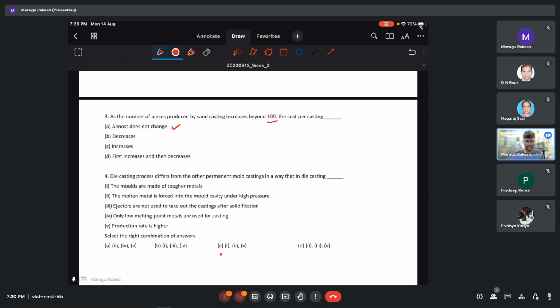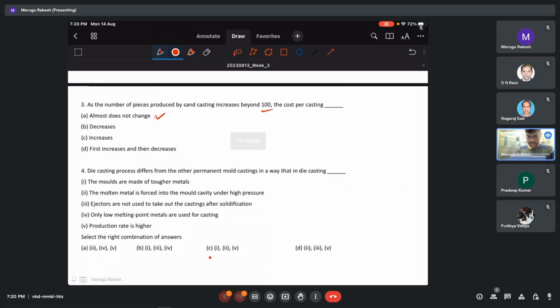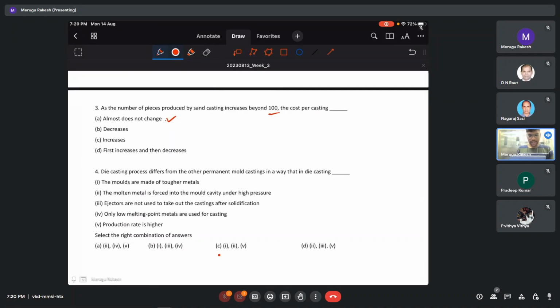Okay, any other answers? Okay, let us solve. The die casting process differs from other permanent mold castings in that in die casting the molds are made of tougher metal. If you are not aware of what this means, just keep it blank. Don't go in a hurry. Basically, the molds are made of cast iron or steels, but we don't know their toughness, so let us keep it constant. Then let us move to the next option. The molten metal is forced into the mold cavity under high pressure, which is the perfect statement.